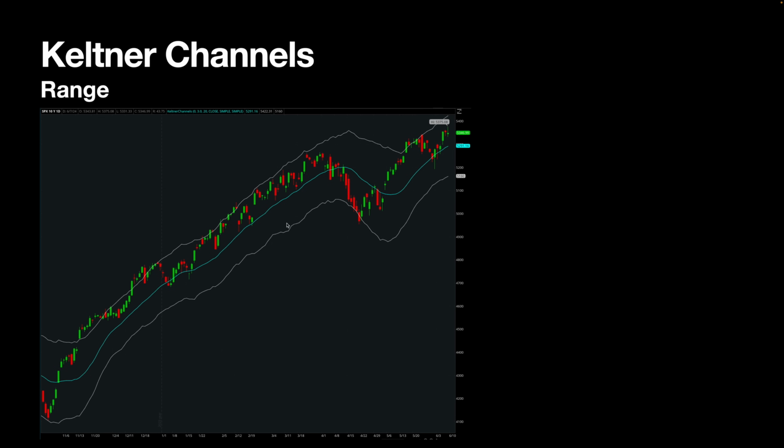So that range-based signal off of the Keltner channels is a core element of what I've implemented in the phase oscillator. Just done in a very simple and elegant way, giving you similar benefits that you get from this Keltner range while putting it into an oscillator signal.